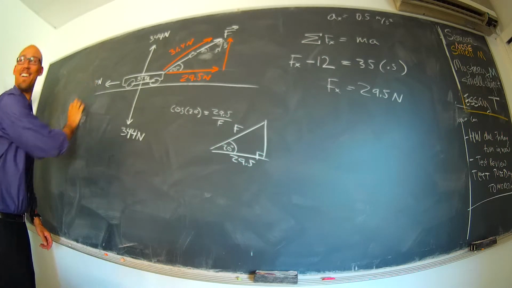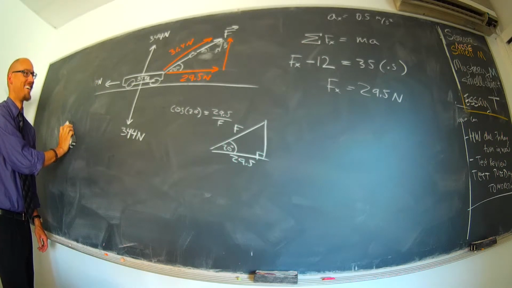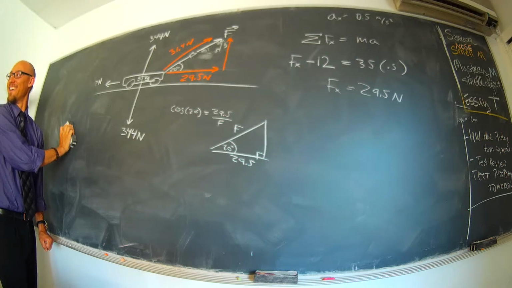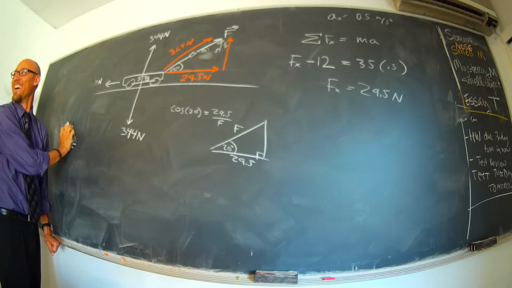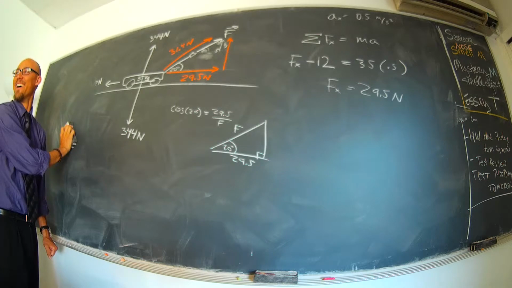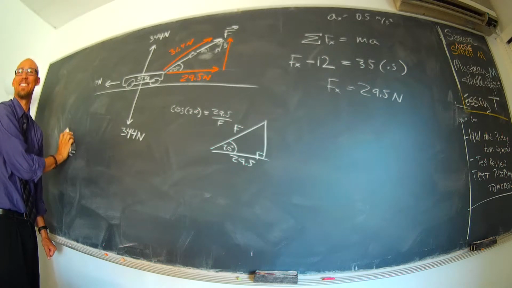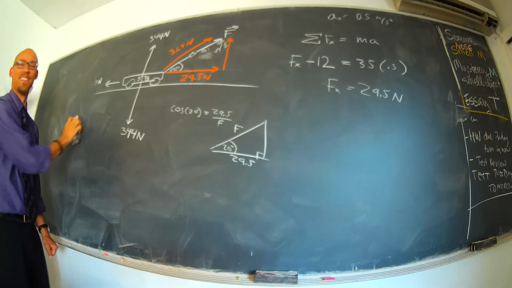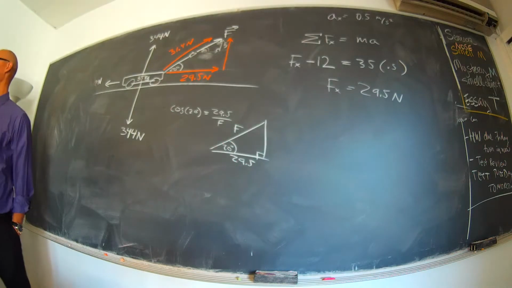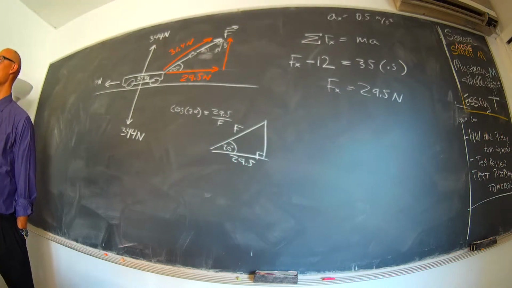Wait. But if the friction becomes greater than the pulling force, it doesn't move. No, it doesn't. Because if there's too much friction, it just won't move. So it's different than a pulling force. Right. Like wood.